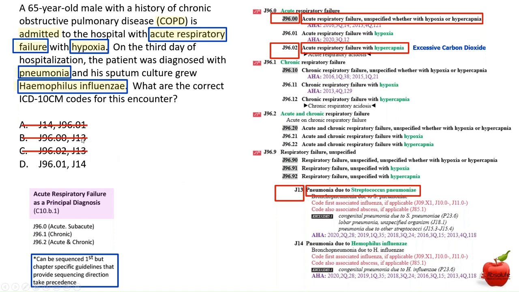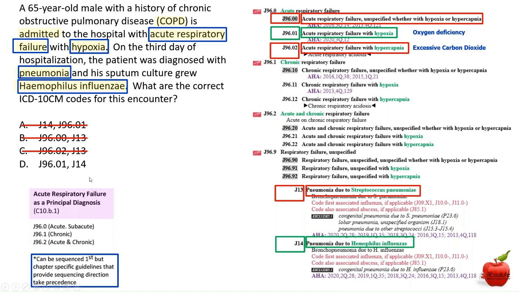So there are various ways that you could take a look at it. Okay, so you could immediately eliminate B and C, right? So that leaves you with the A and D. So now it's a matter of sequencing. Okay, so you take a look here. J96.01, that's acute respiratory failure with hypoxia, which means that the patient has an oxygen deficiency. And then the causative agent is pneumonia due to Haemophilus influenza, J14. And so we're going to default to this guideline here that the acute respiratory failure is indeed the principal diagnosis.